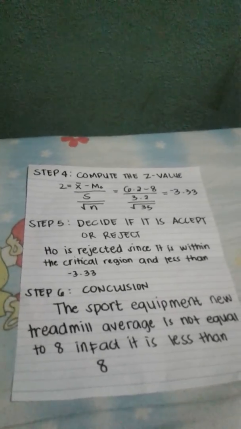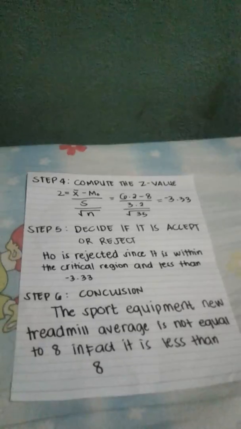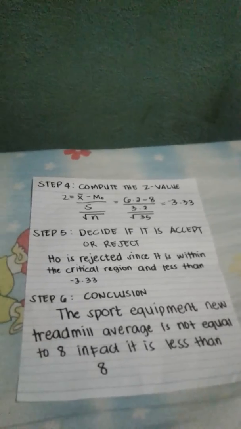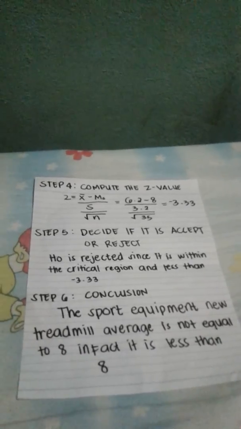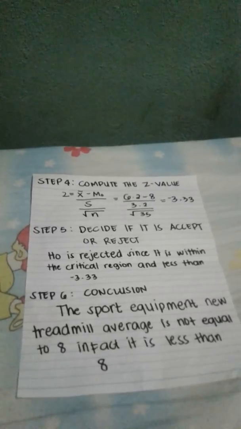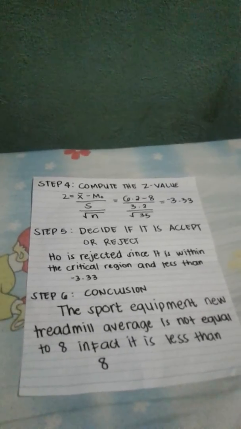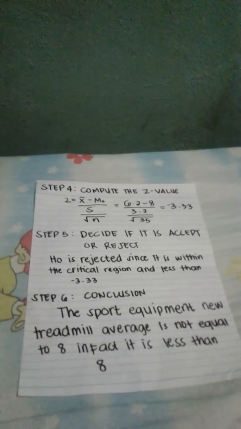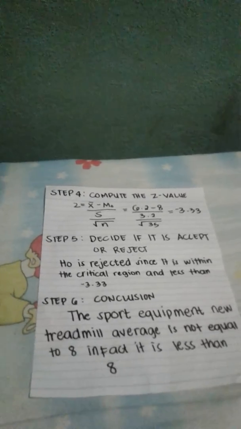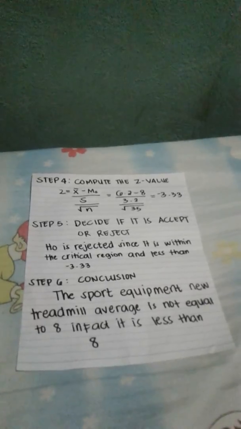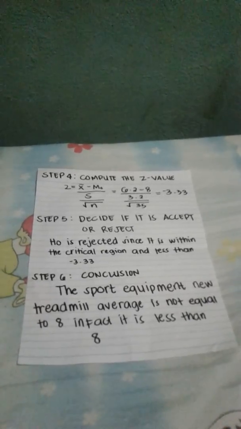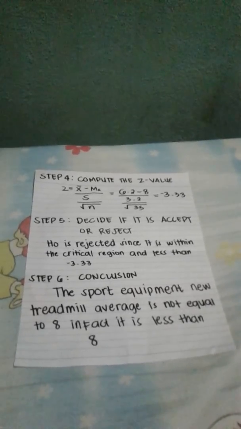Step 5, you need to decide if it is accepted or rejected. H0 is rejected since it is within the critical region, less than negative 2.576, and negative 3.33. Step 6 is the conclusion. The sports equipment's new treadmill average is not equal to 8. In fact, it is less than 8.